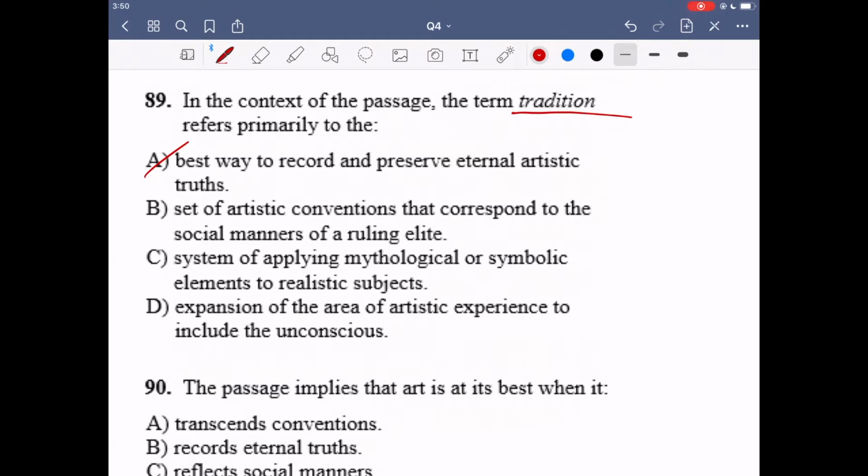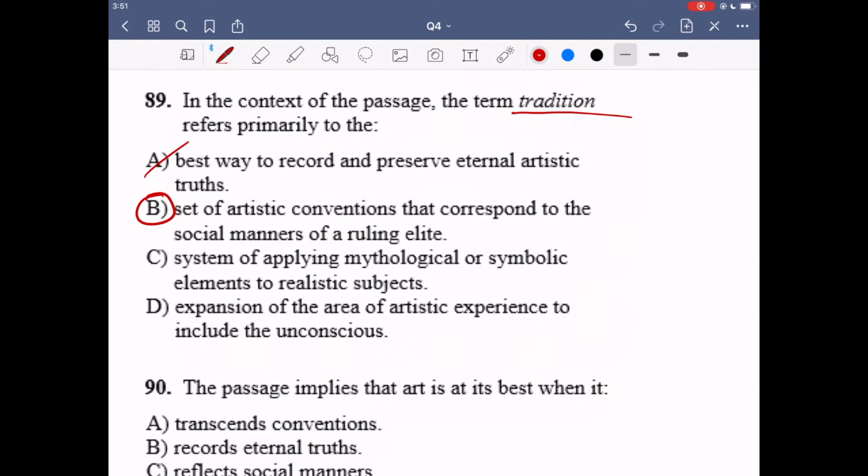Option B is saying tradition refers to a set of artistic conventions that correspond to the social manners of a ruling elite. That is what I was talking about. The tradition was that art conventionally is for the ruling elite and not for others, but that was dismantled later on, around the 20th century.